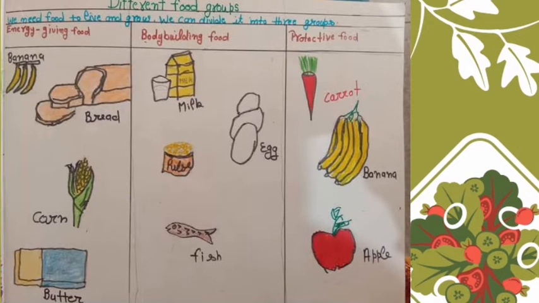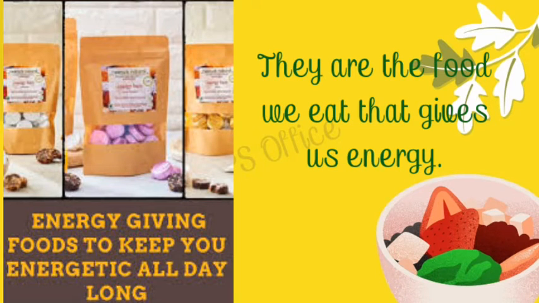Now, the food groups are divided into three. They're divided into what? Three. Good. The first one is the energy-giving food. The second is the body-building food. And the third one is the protective food. So don't forget, we have three food groups: energy-giving food, body-building food, and protective food.